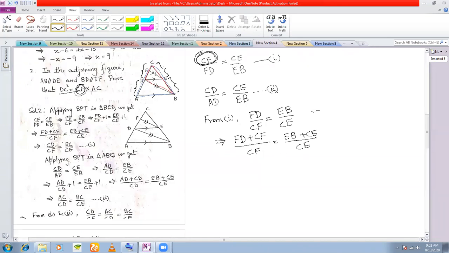Or what you can think of is, you can show an intermediate step. If you don't want to think about componendo, then you can add 1 to both sides, and then you can proceed with this step, which I have done in the solution. Now let's see, why have I added 1? I have added 1 because if I add 1, then I can add FD and CF. And what is FD? This part is my FD. And what is my CF? This part is my CF. So FD plus CF becomes my this part, which is your ED.